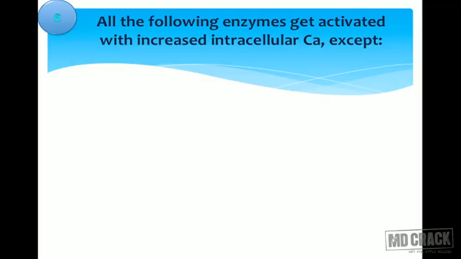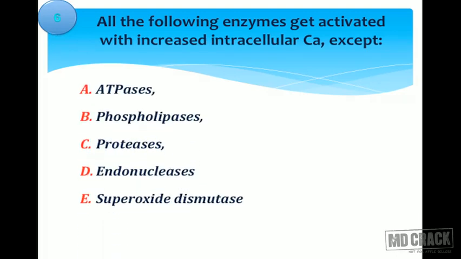All the following enzymes get activated with increased intracellular calcium levels, except. I told you calcium is the most important culprit in the cell injury chapter, right? Once calcium enters into the cells, it can activate so many enzymes. So all these enzymes will get activated except: option A, ATPases; B, phospholipases; C, proteases; D, endonucleases; and E, superoxide dismutases.